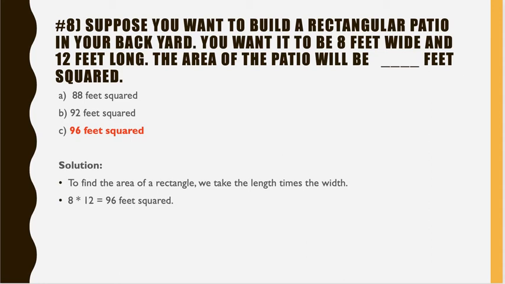To find the area of a rectangle, think back to problem 1, we take the length times the width. So we're given the length and the width are 8 and 12, right? 8 feet wide, 12 feet long. So we simply multiply those together and we get 96 feet squared.